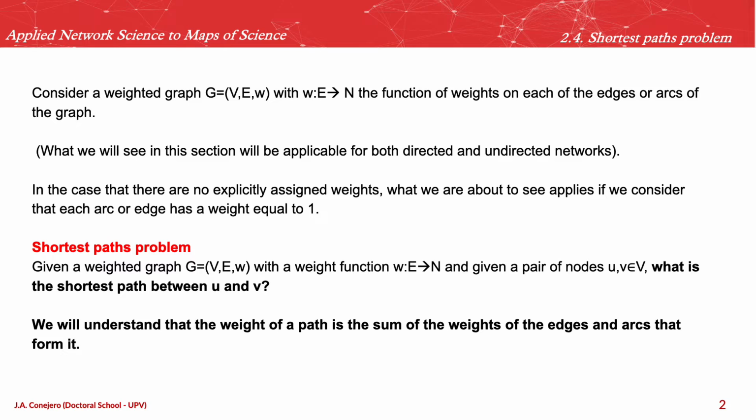So the shortest path problem states that if we have a weighted graph G with a weight function W and a given pair of nodes U and V, what is the shortest path between U and V using the edges that we have in the graph? And we will understand that the weight of a path is the sum of the weights of the edges and arcs that form it.